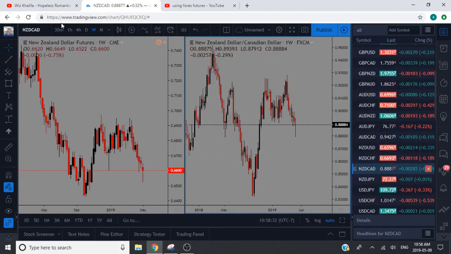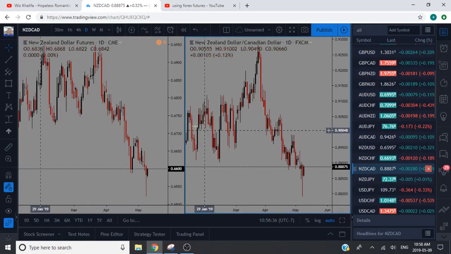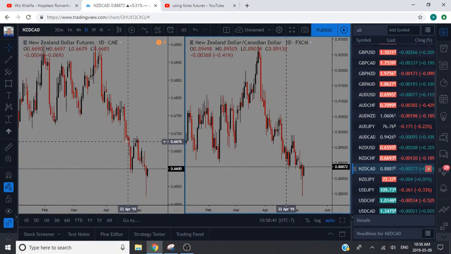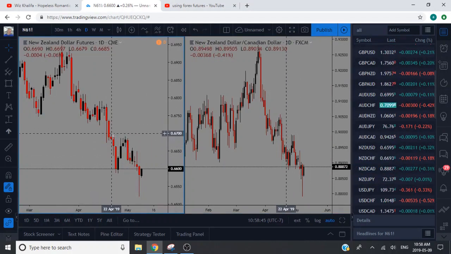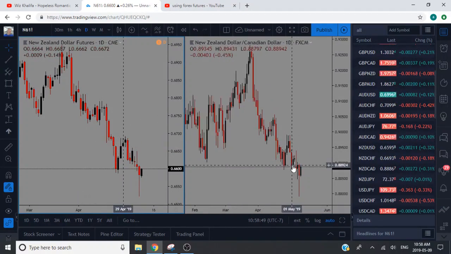Move all that. Let's go back to the daily. I know I might be going a bit fast, but you can see the New Zealand's been falling a lot, right? Came up into supply here. Here we had a drop, base, drop. Price rallied up and dropped. What happened on this side?